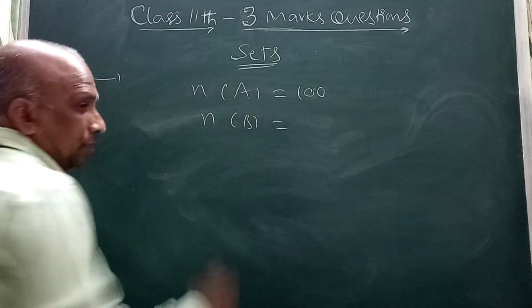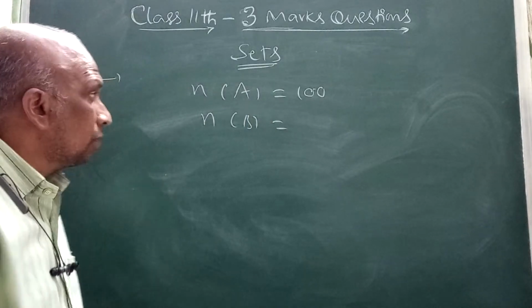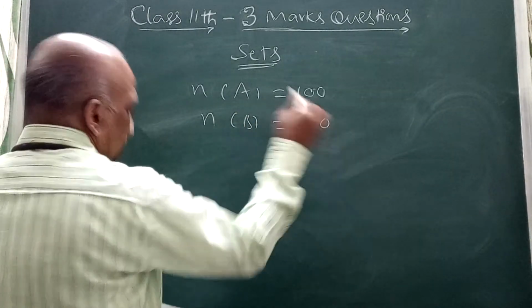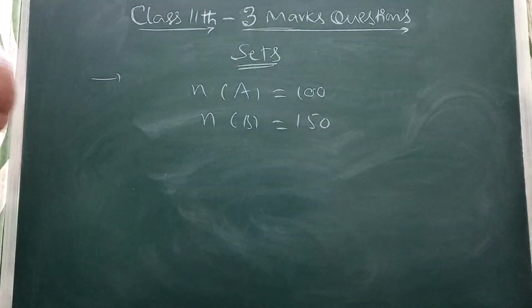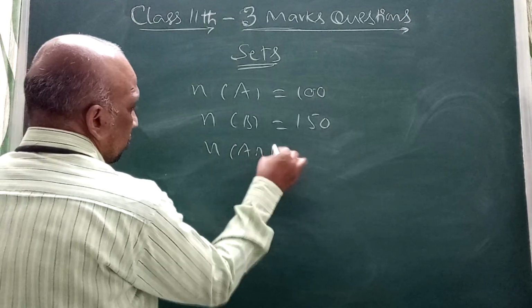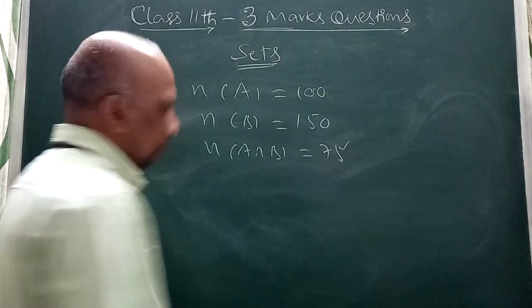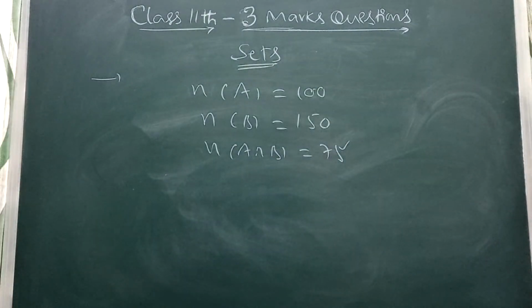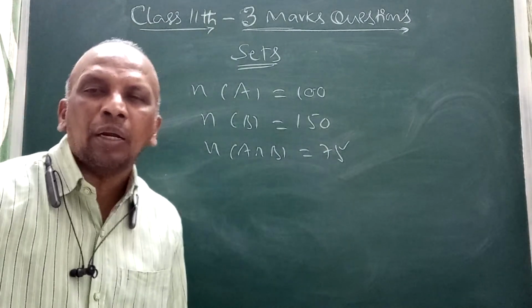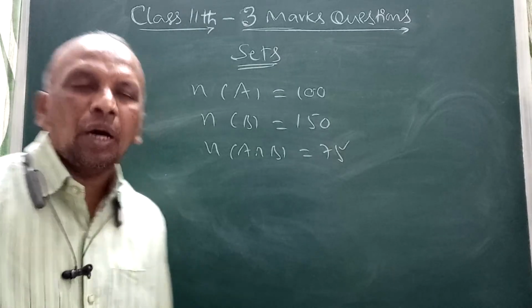A is considered taking apple juice, and P is considered taking orange juice, 150. They have given this 150, and they mentioned here that 75 are listed as taking both apple as well as orange juice. 75 are taking both together. How many students were taking neither apple juice nor orange juice? They are asking neither apple nor orange.